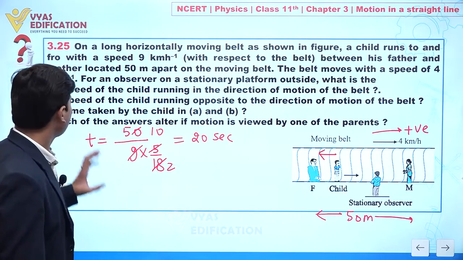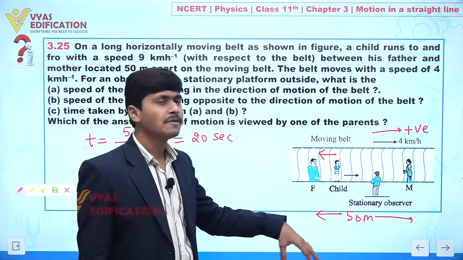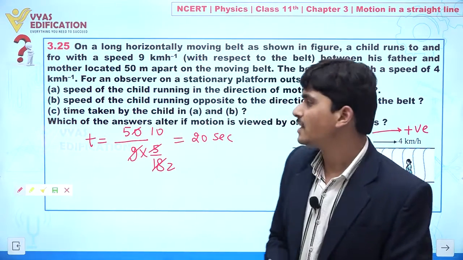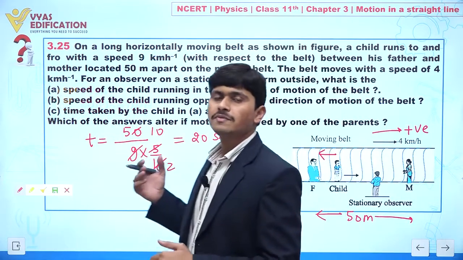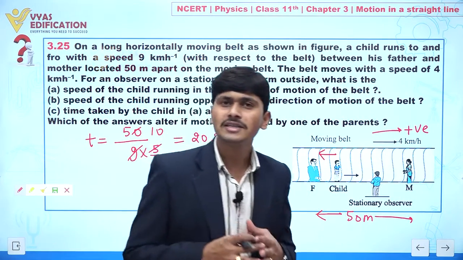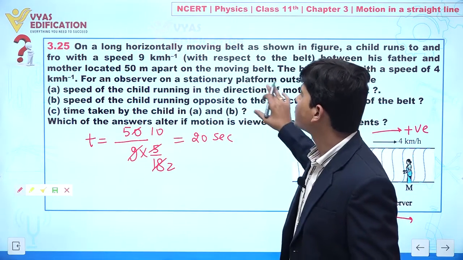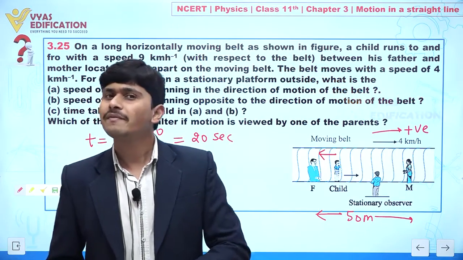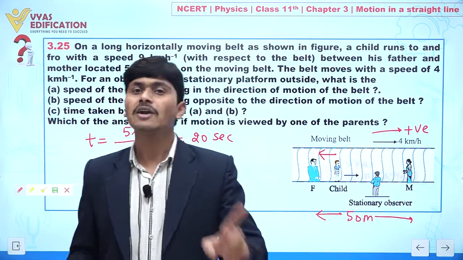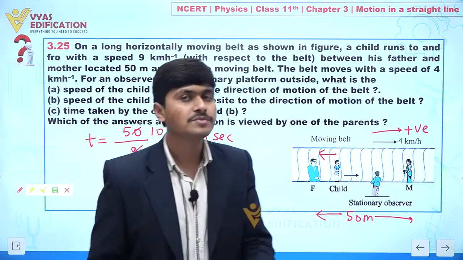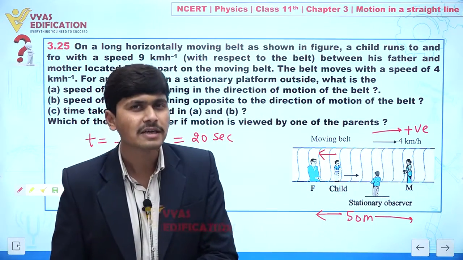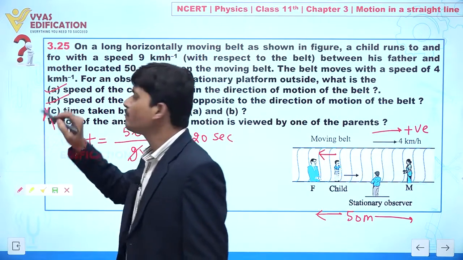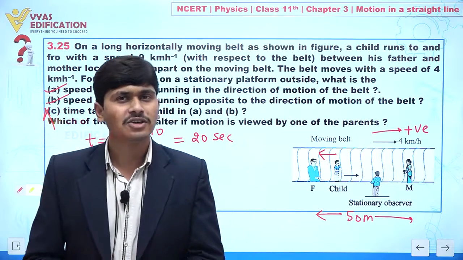Yes or no? Now the important part, which of the answers alter if the motion is observed by the parents? Actually, the time taken by the child to reach from father to mother will not change. The only thing that changes is the speed of the child running. If you are observing the speed of a child from the reference of the ground, you will find the speed is 13 km per hour or 5 km per hour. But if you are observing from the parents' point of view, you can see this is 9 km per hour. So only the speed of the child changes, but the time does not change. Clear to everyone? So this is all about this question.